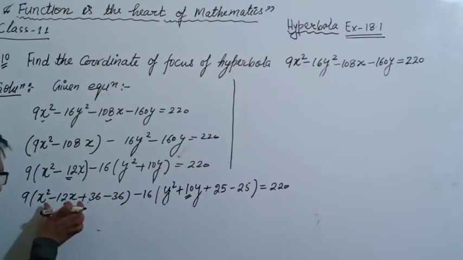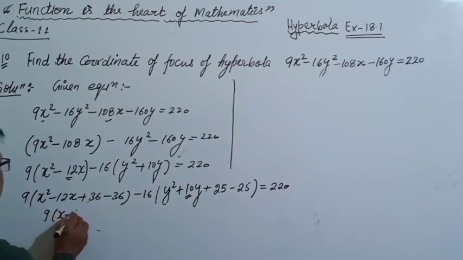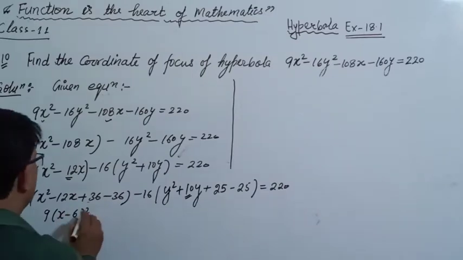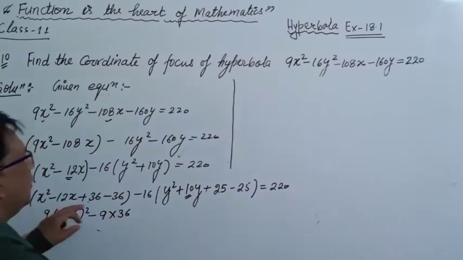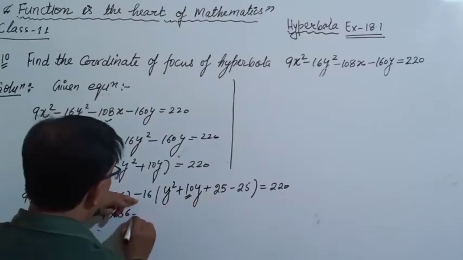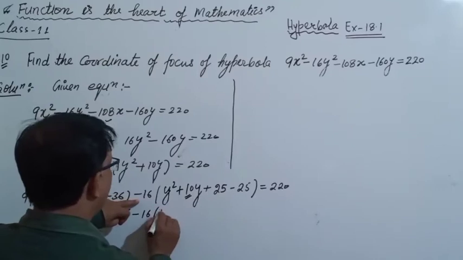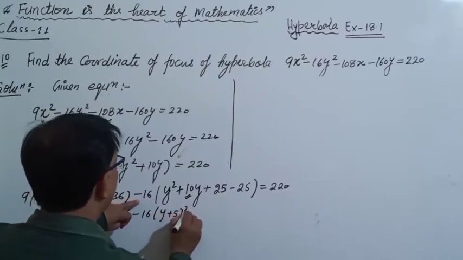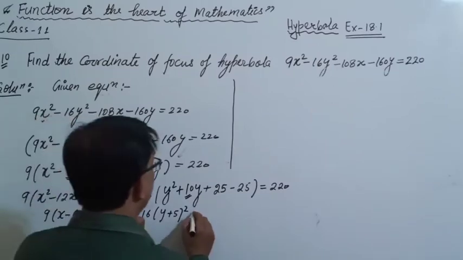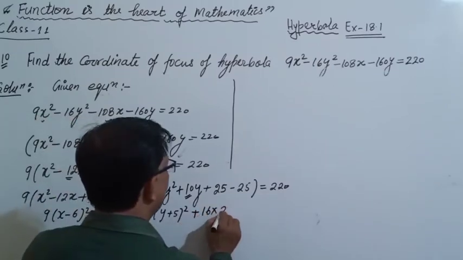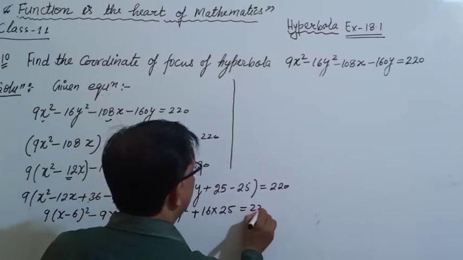Now student, we apply the formula a minus b whole square. This is 9 times (x minus 6) whole square. Now 9 is also multiplied with minus 36, so this is minus 9 into 36. Same here, this becomes a formula: y plus 5 whole square, and minus 16 is multiplied with minus 25. So minus minus becomes positive. This is 16 into 25.